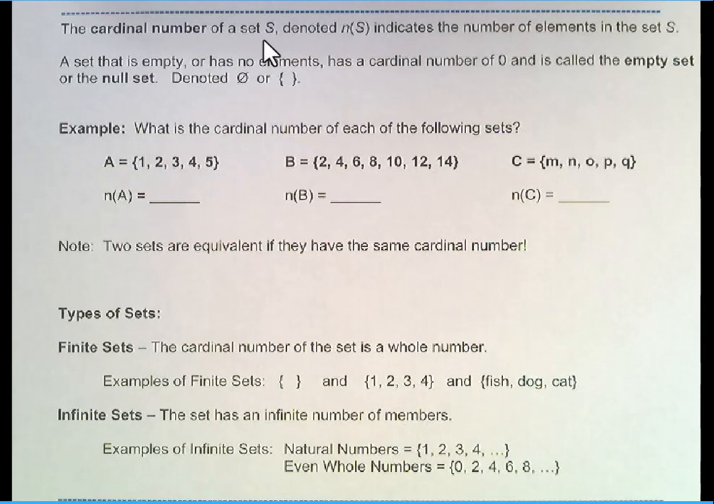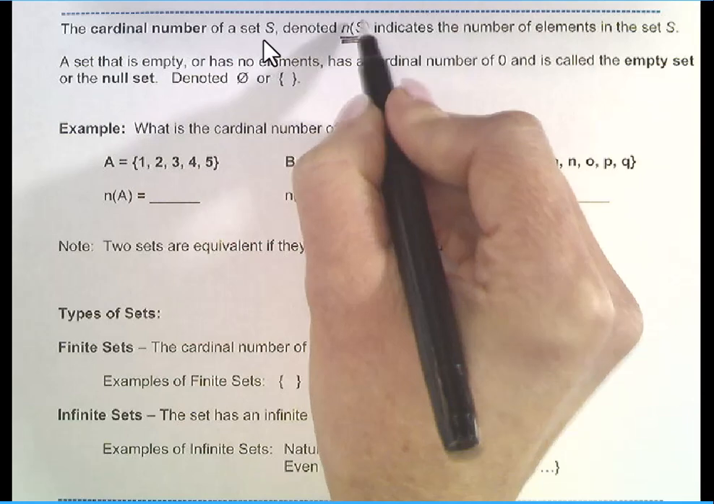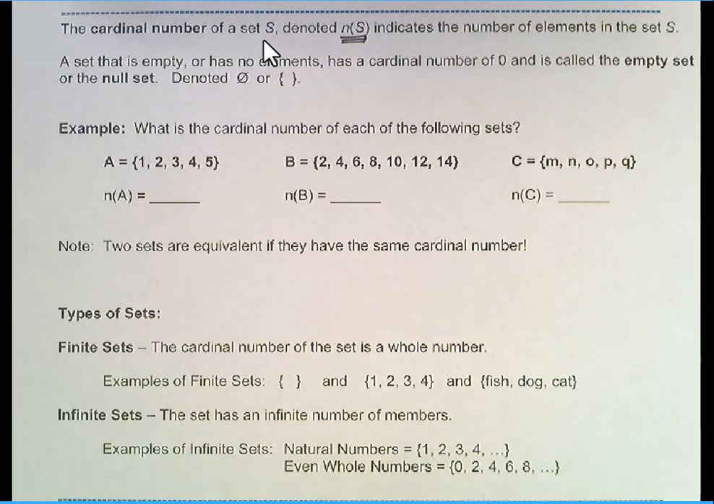When we were talking before about the number of things inside of a set, or the number of elements inside of a set, we'd say, oh, well, this set has 3 elements, or this set has 4 elements. That actually has a special name, and it's called the cardinal number of the set. And the way we denote it is with this little notation right here, a little n, and then in parentheses we do an S, meaning the number of elements inside of set S.